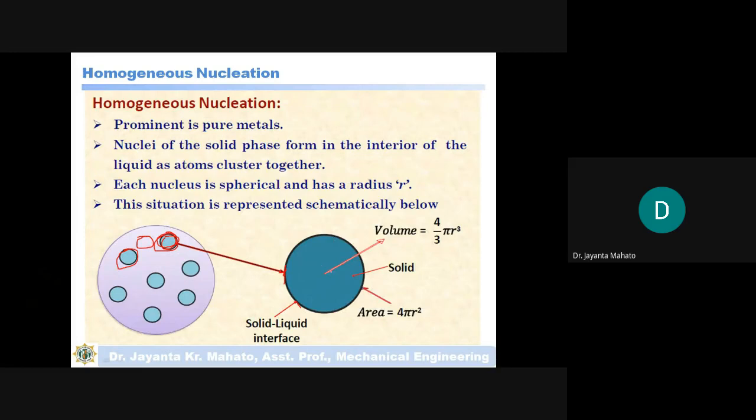Obviously the volume of this nucleus will be 4/3 πr³, the volume of a sphere, and it is solid, while the remaining part is liquid. So nuclei of the solid phase form in the interior of the liquid as atoms cluster together. Each nucleus is spherical and has a radius of r. This situation is represented schematically in the figure below.